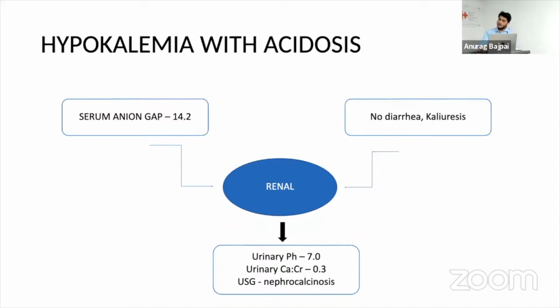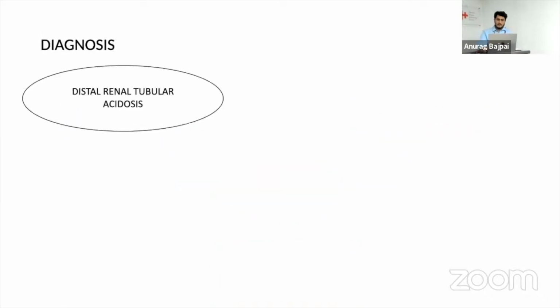So this is typical of distal RTA, and the investigations also proved the same, in the form of alkaline urine pH and an ultrasound suggestive of nephrocalcinosis with hypercalciuria. So the basic diagnosis was made on the initial investigations, found to be distal renal tubular acidosis.